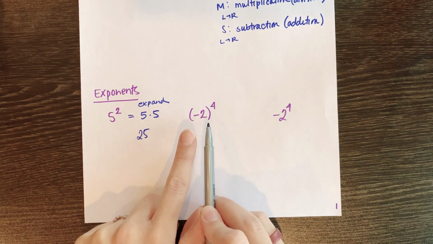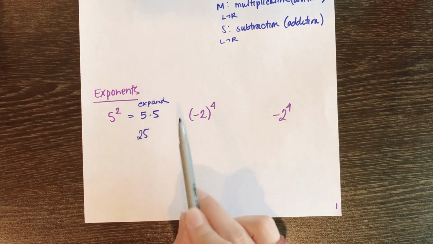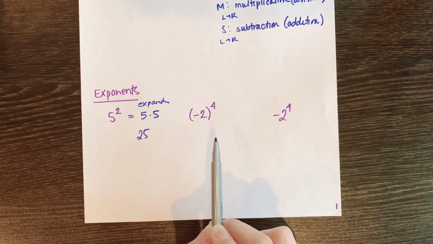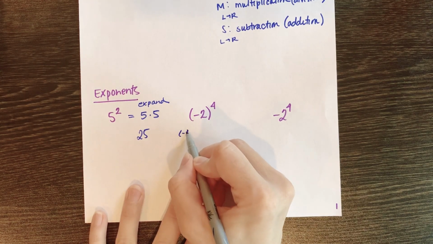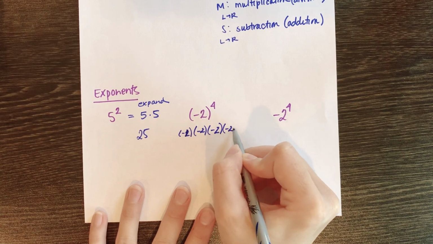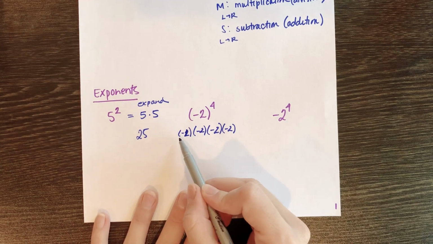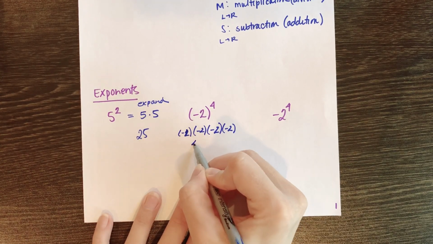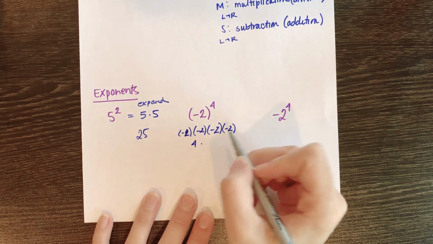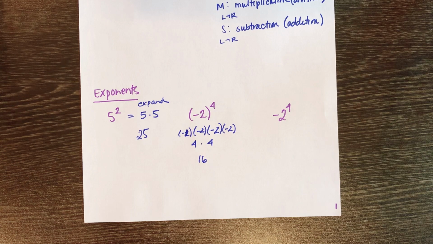So when I see parentheses and that exponent is outside those parentheses, it's saying everything in those parentheses is getting multiplied 4 times. So I have -2 times -2 times -2 times -2. That entire set of parentheses is getting multiplied 4 times. So when I do that, right, -2 times -2 gives me a +4. Again, -2 times -2, +4. So I see that my answer is 16. Notice it's positive.